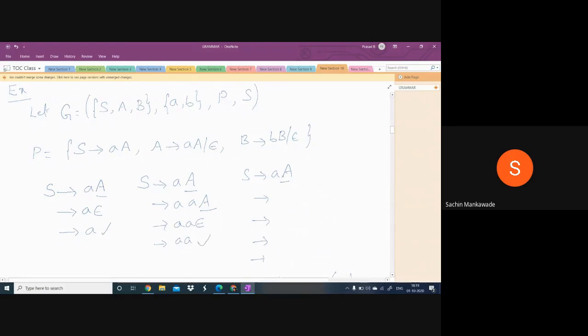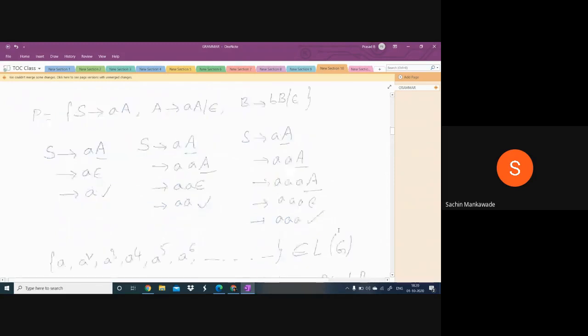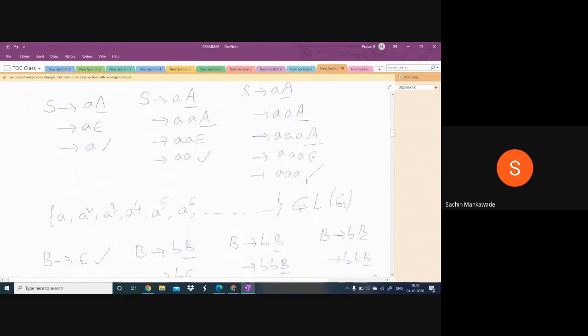Now, one more I'll try. S derives AA. In the A place I will substitute AA. Again in the A place I will substitute AA. Now in this A place I will substitute epsilon. Then triple A by epsilon is triple A. Like this, instead of epsilon you substitute AA again, then epsilon, and you will get A power 4 and A power 6. So from this grammar you will get A square, A cube, A power 4, A power 5, A power 6, and so on. We will get an infinite number of A's like this.